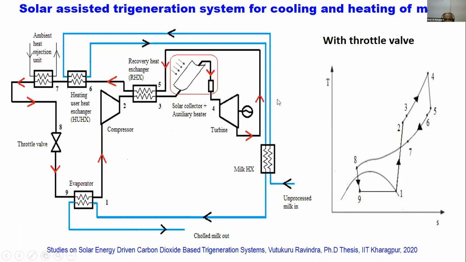So in this system, we are using a high temperature solar collector through which the carbon dioxide flows. This high temperature carbon dioxide is used for generating power in a turbine, and a part of the power is fed to the compressor, and the remaining part is available for other uses. So that means we are getting electrical power out of this system, and we are using this system again for chilling of milk and also pasteurization. So that is why we call this a trigeneration. That means we are producing refrigeration, heating, as well as power.